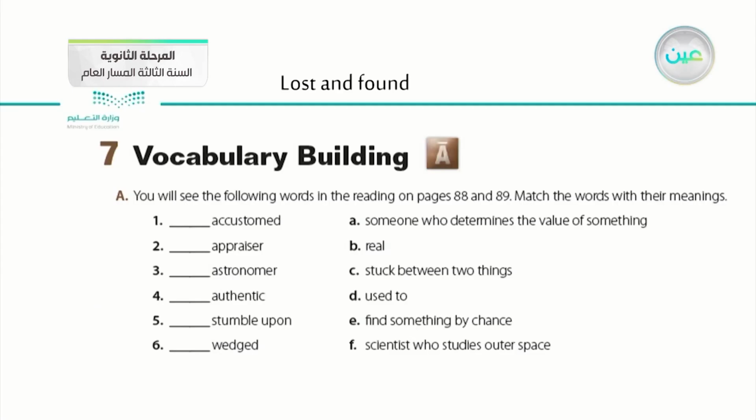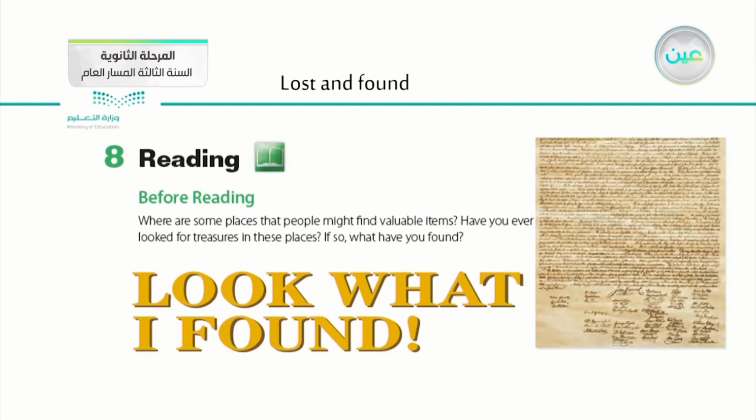The first one of them is accustomed. Number 2, appraiser. Number 3, astronomer. Number 4, authentic. Number 5, stumble upon. Number 6, wedged. Now we will go ahead to the following page.